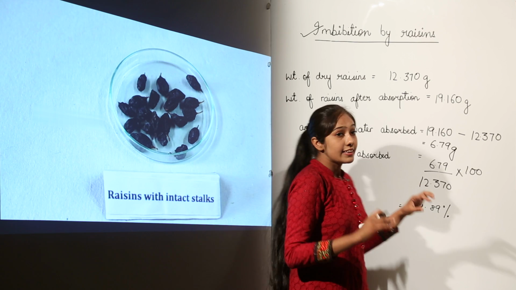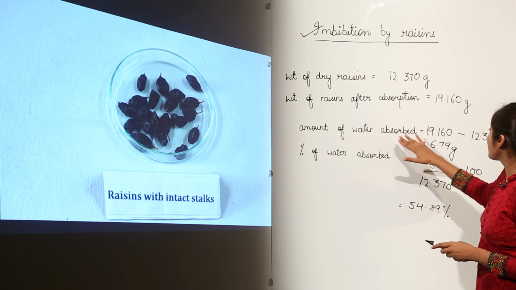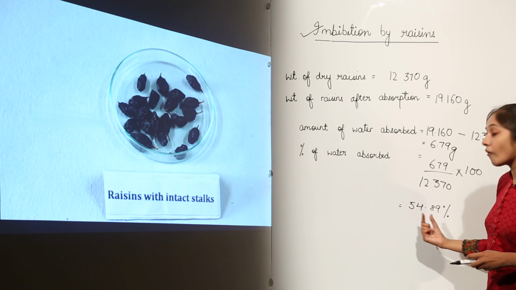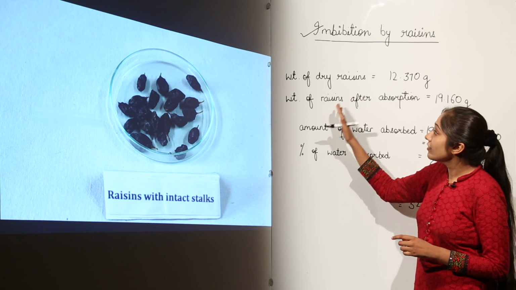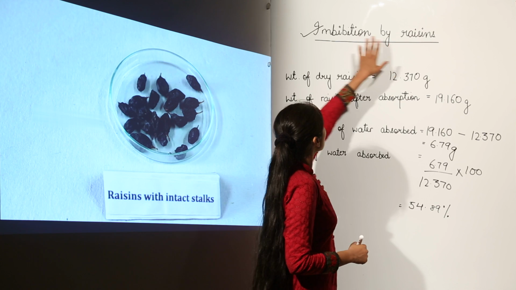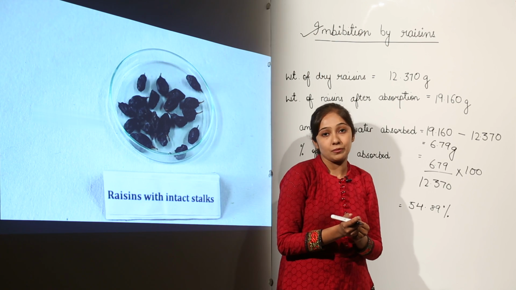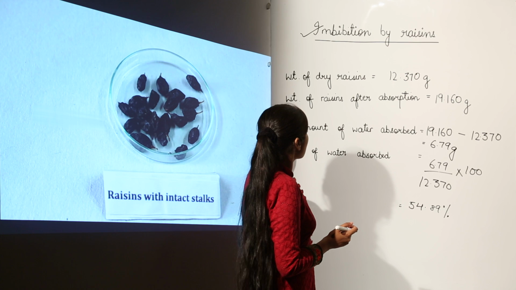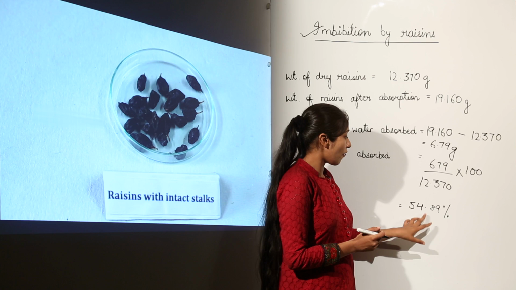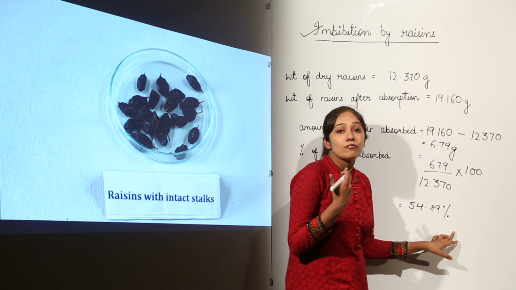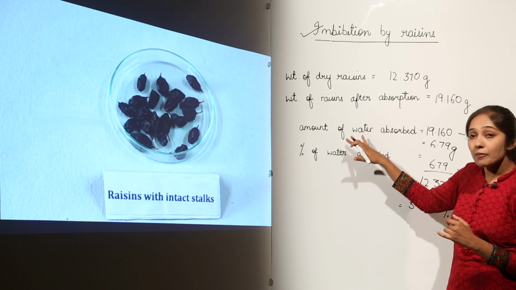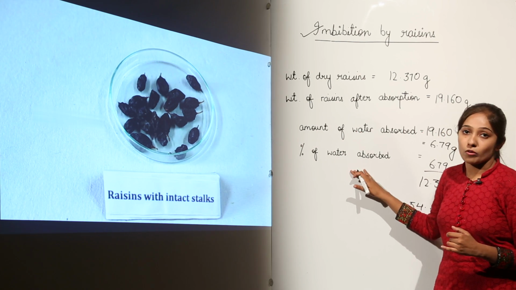54.89%. So, in this activity, the amount of water absorbed is 6.79 grams and the percent of water absorbed is 54.89%. By this activity you have found out the actual amount of water absorbed by raisins when the raisins have shown imbibition, that is absorption of water without forming any solution. So, the amount of water absorbed comes out to be this and the percentage of water absorbed is 54.89%. Whenever you perform such an activity and calculate the amount of water absorbed, you will use such a formula, and you can also find out the percentage of water absorbed in this manner only.